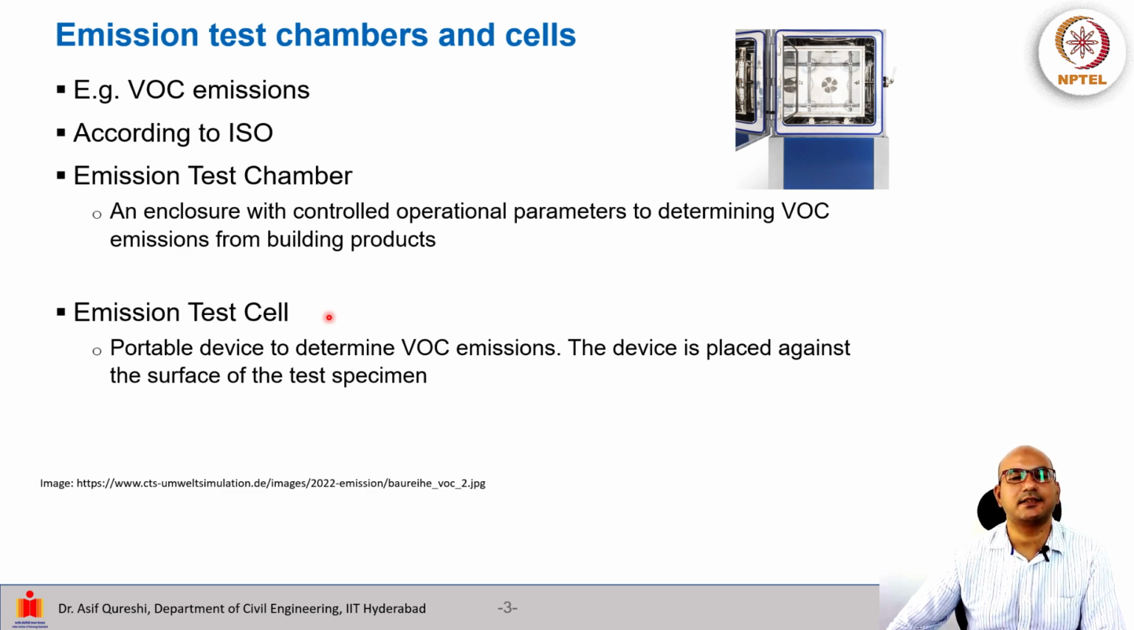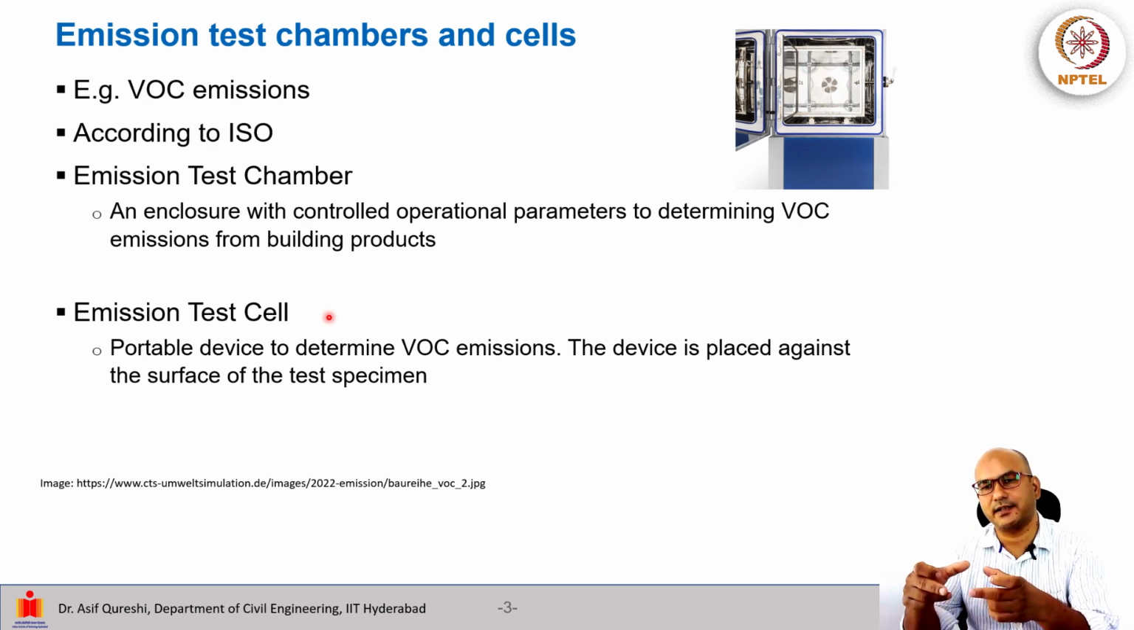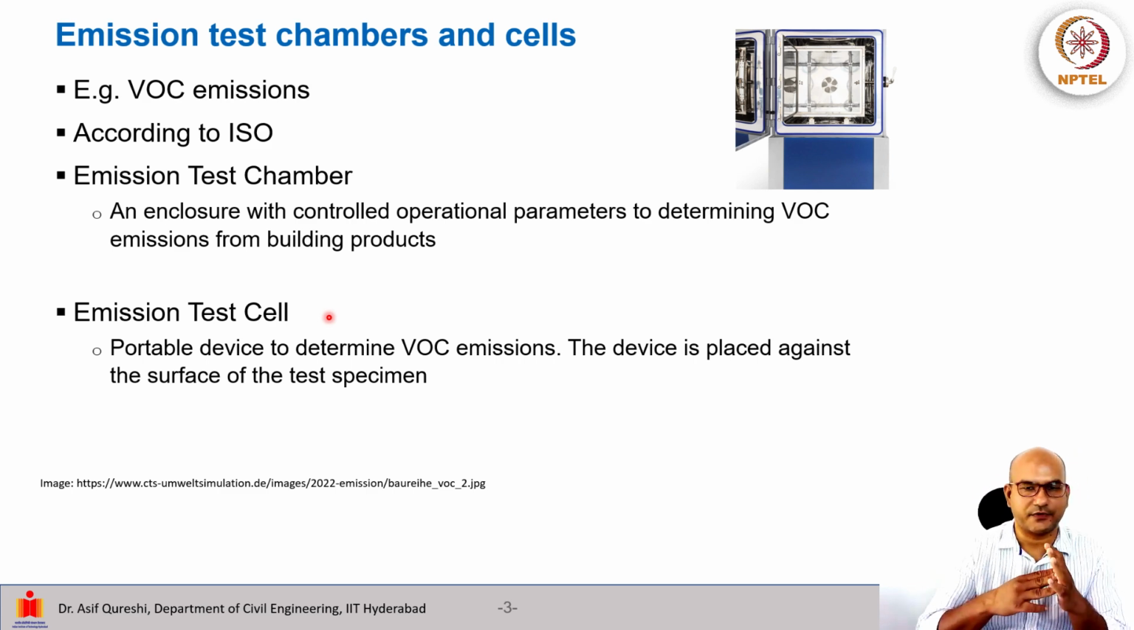An emission test cell is a portable device which determines VOC emissions, but now instead of bringing a test sample and putting it inside a test chamber, we take the cell and put it against the surface of the wall or whatever product we are going to estimate emissions from. So the device is placed against the surface of the test specimen, and then we measure the levels of the pollutant coming out.